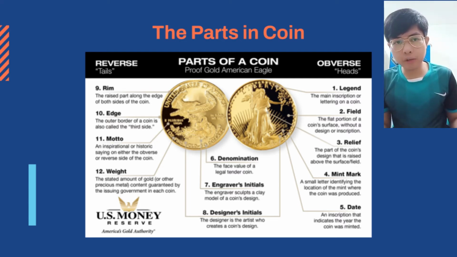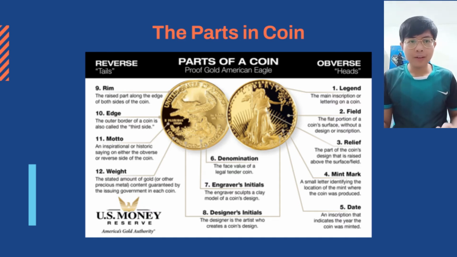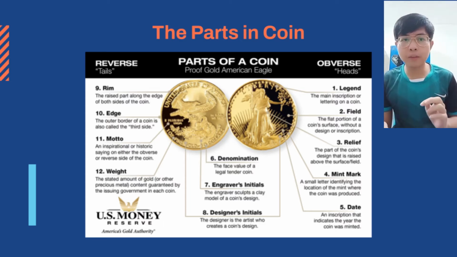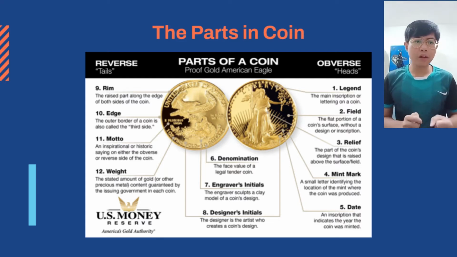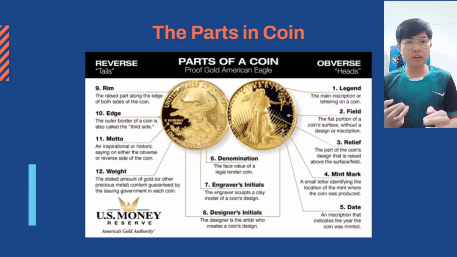Next, in number three, which is the relief of the coin, it is the part of the coin's design that is raised above the surface. While on the number four, which is the mint mark, it is a small letter identifying the location of the mint where the coin was produced. While on the number five, which is the date, it is the inscription of the year that the coin was minted.